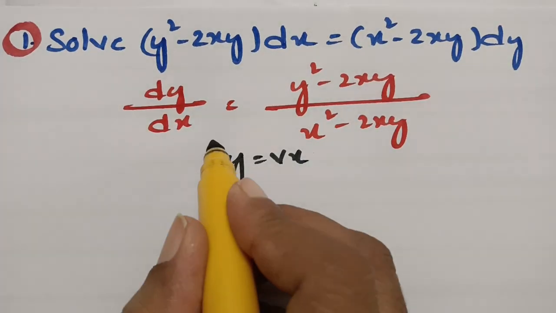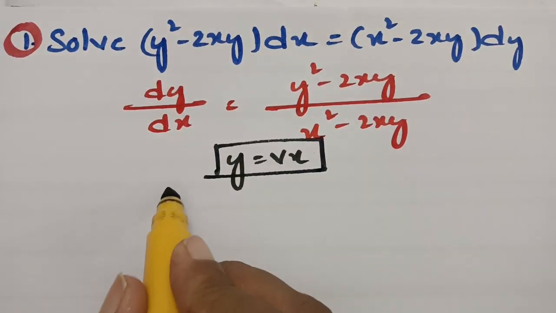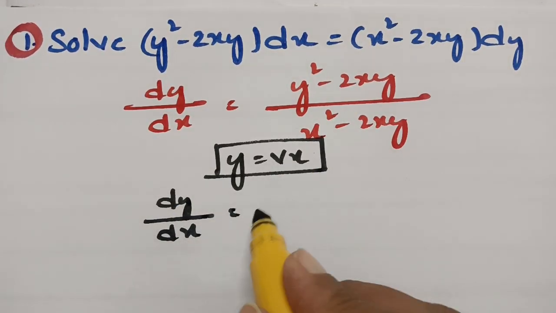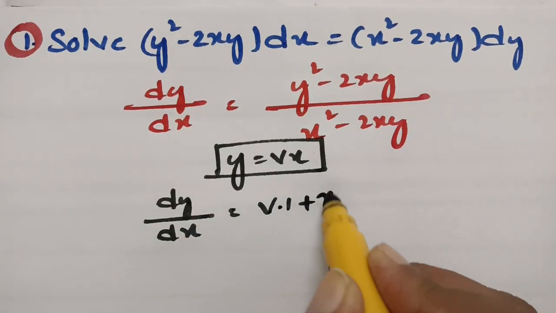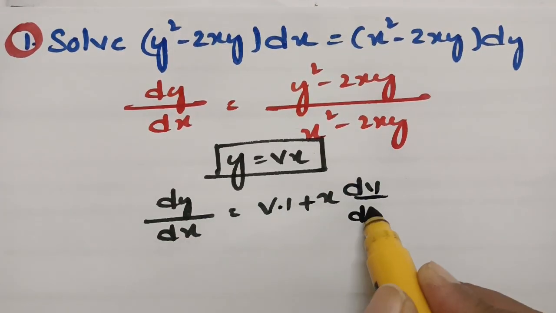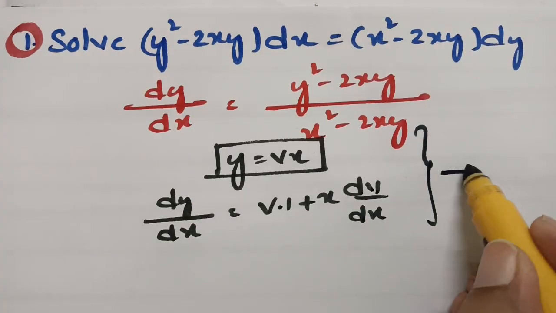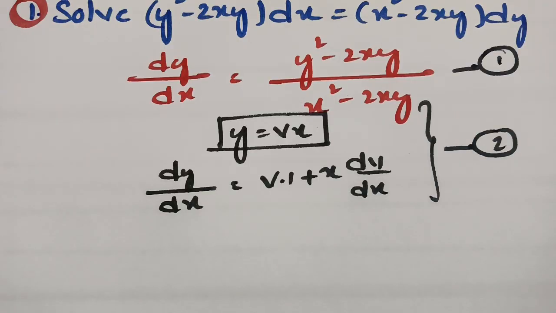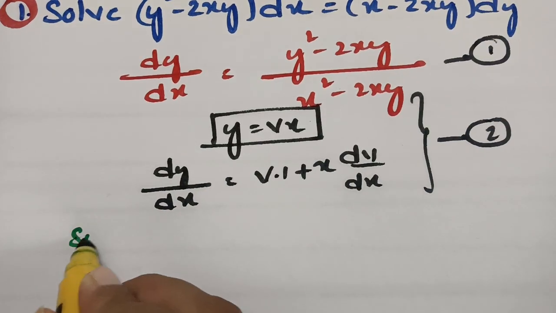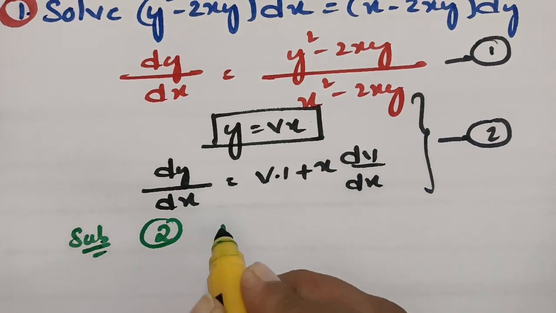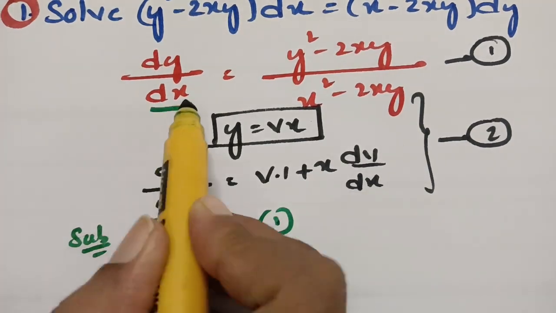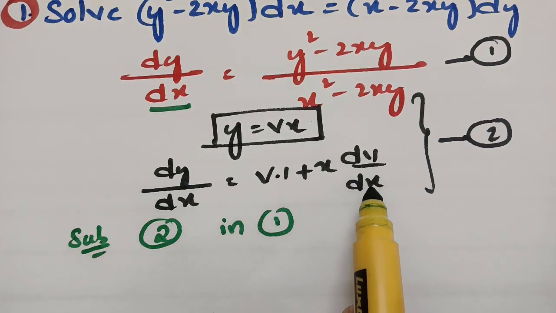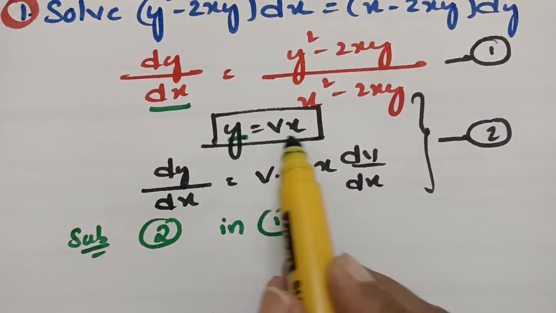If I differentiate on both sides, for y this is dy by dx, so this is the UV rule. For x it is 1, and if I leave x here, this will be dv by dx. So both are equation 2 and this is equation 1. Now I am going to substitute equation 2 in equation 1. In place of dy by dx, I am replacing v plus x into dv by dx, and in place of y, I am going to replace vx.